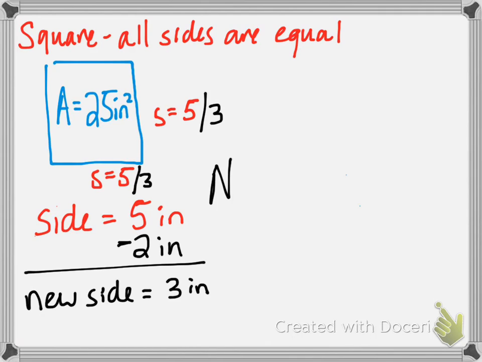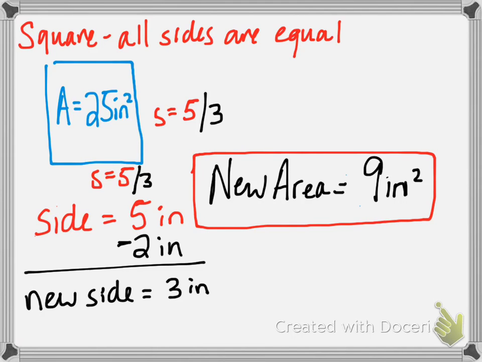So if we plug that in, and our question asks us to find the new area, be careful with the wording here, understand what you're looking for. It asks us to find the new area. That requires us to find the new sides, which we found is 3. So 3 times 3 would give us a new area of 9 inches squared.